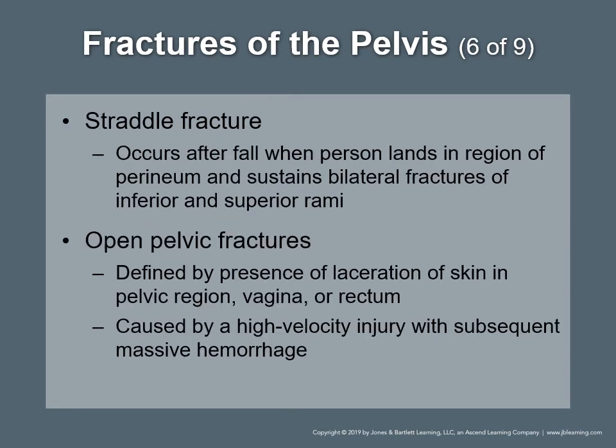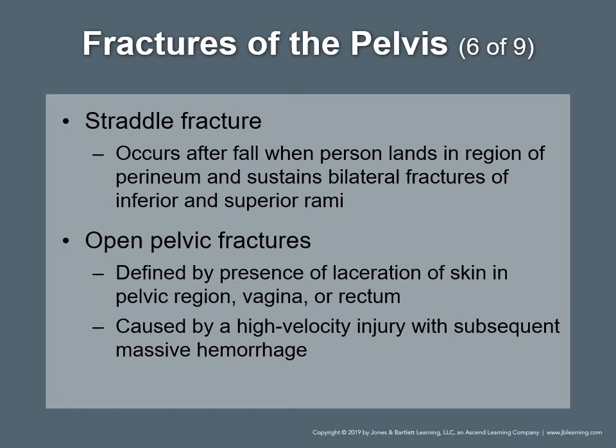Straddle fracture. This occurs after a fall when a person lands in the region of the perineum and sustains bilateral fractures of the inferior and superior rami. It does not interfere with weight bearing, but carries risk because of associated complications.